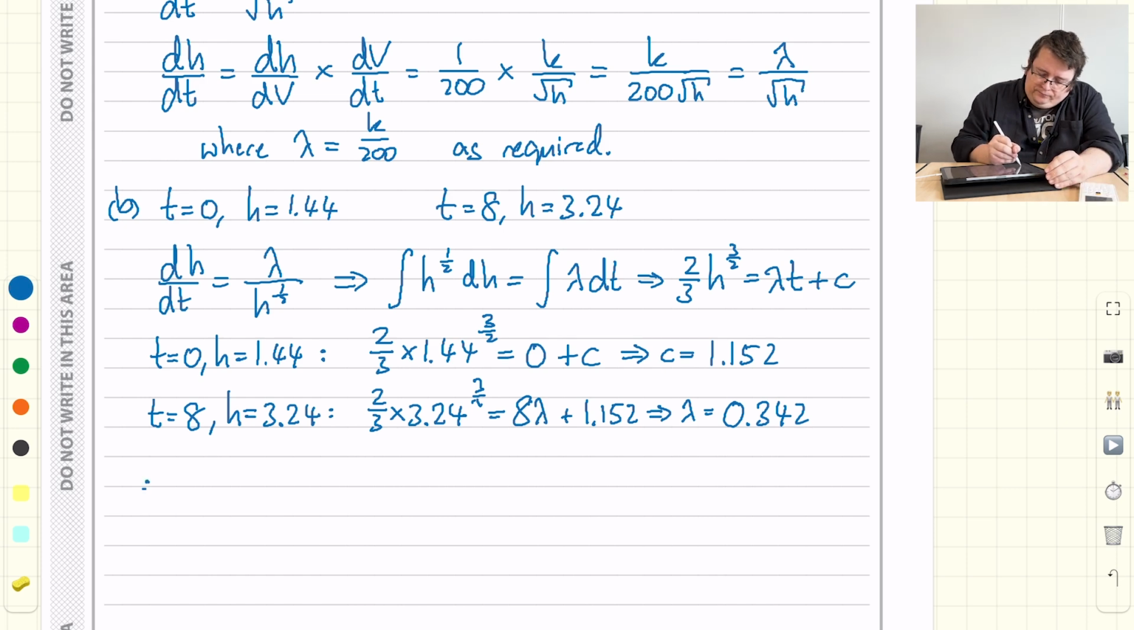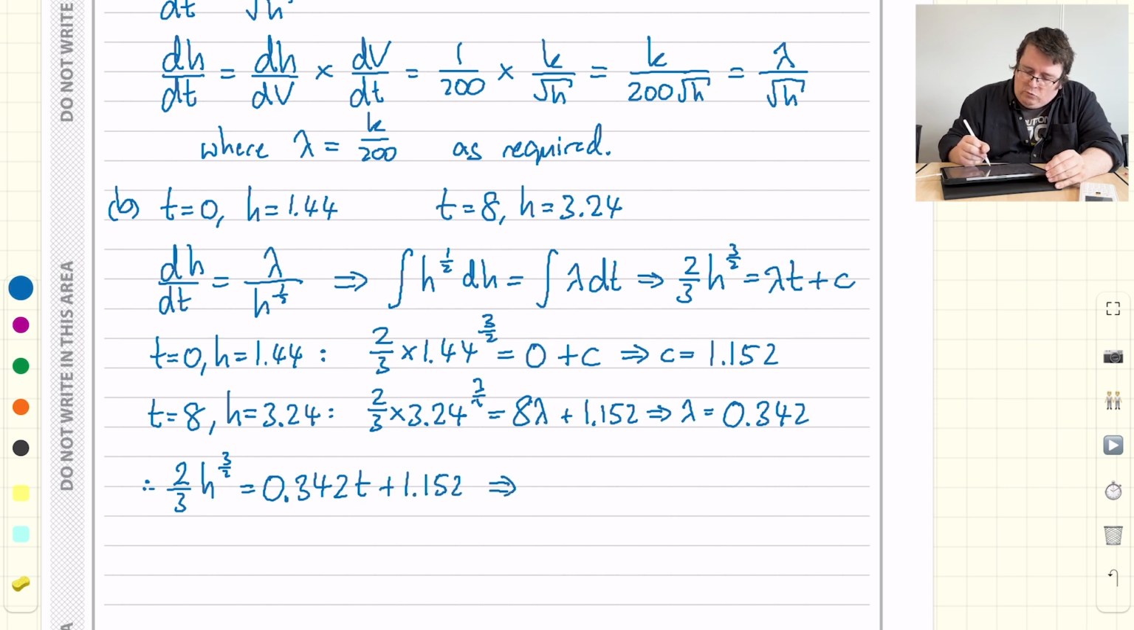So we have 2/3 h to the 3 halves is equal to 0.342 times t plus c, which is 1.152.